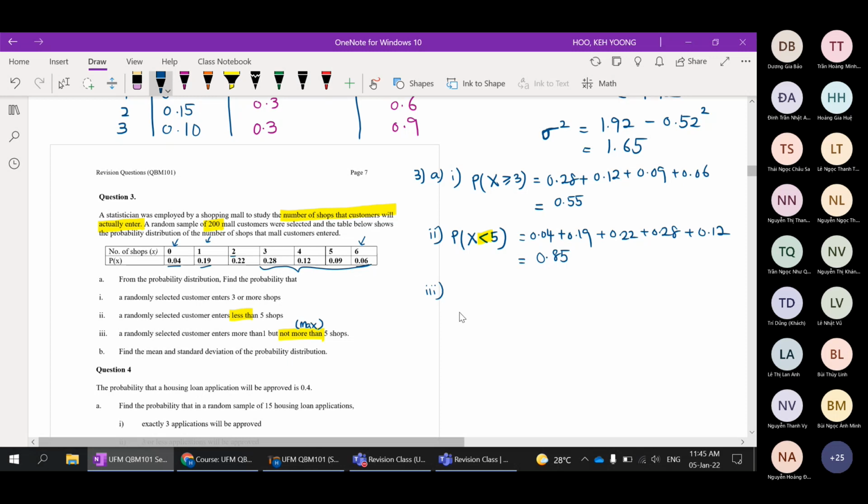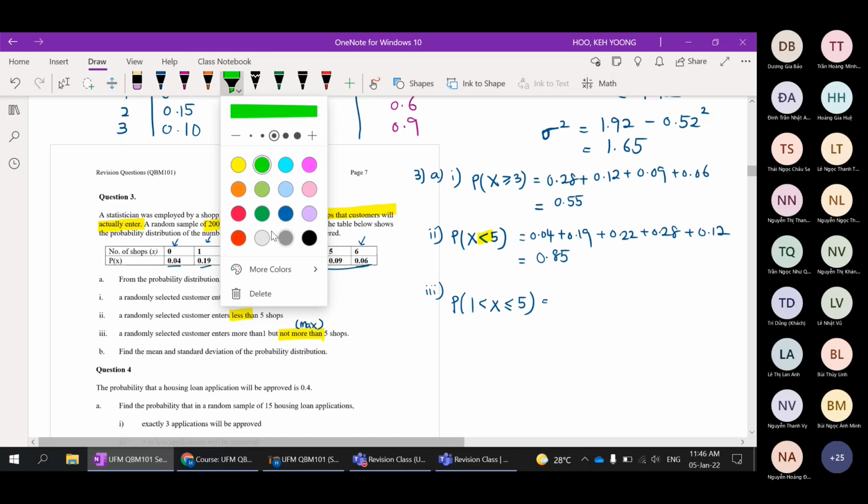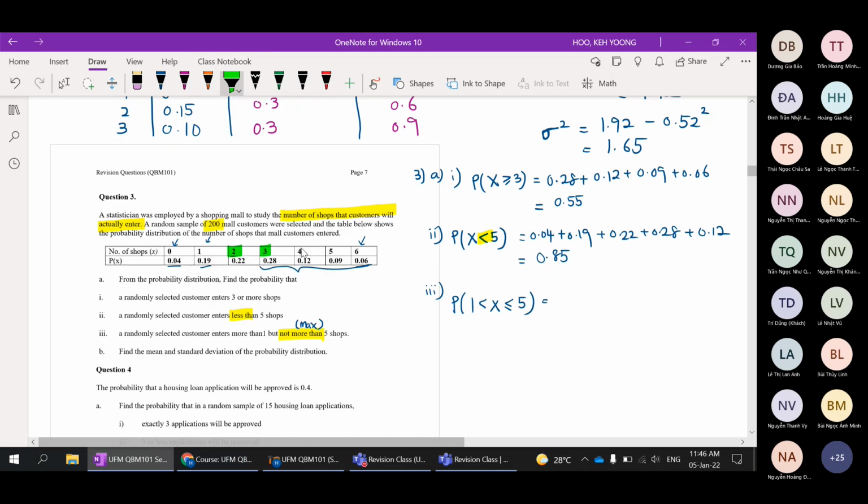So how do we write the notation here? You have X more than 1, smaller values we put on the left. X more than 1, less than or equal to 5. So you will have the probability from where? More than 1, it can be 2, 3, 4, and 5. These are the values more than 1 but not more than 5. So you add up these 4 probabilities.